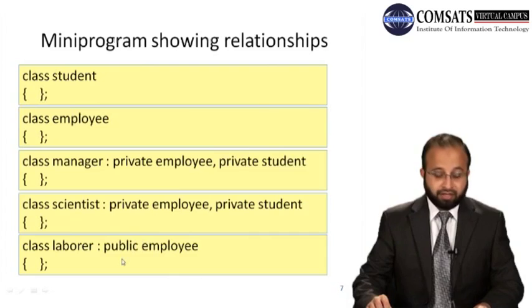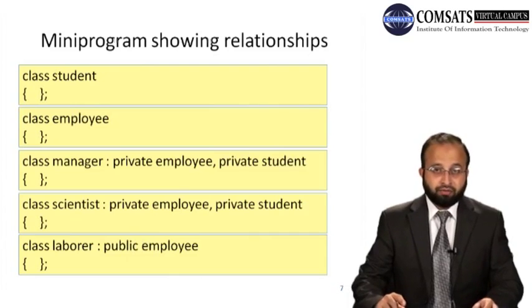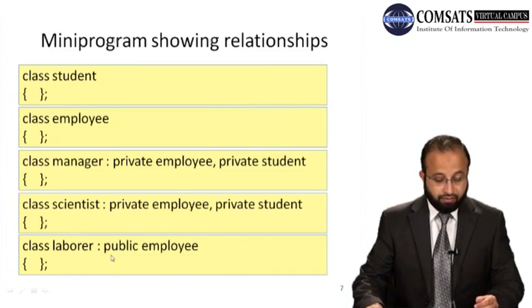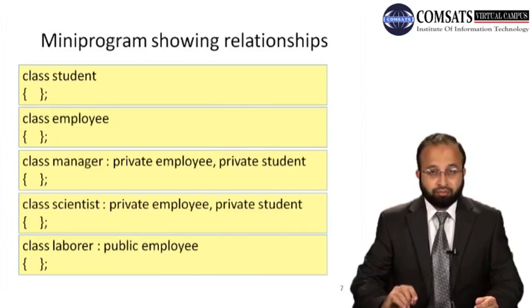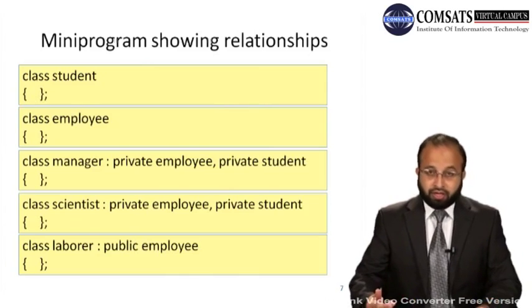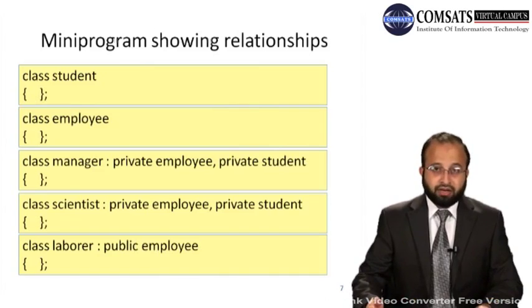But here with the laborer case, you remember we created an empty class, right? There is no function, no data member in the laborer class. That is one of the reasons that we make this inheritance public. Why? Because we allow the objects of the laborer class to access the public functions of the employee class. Okay?